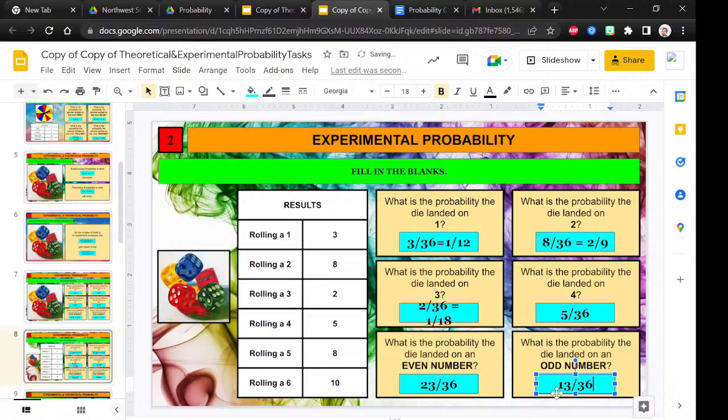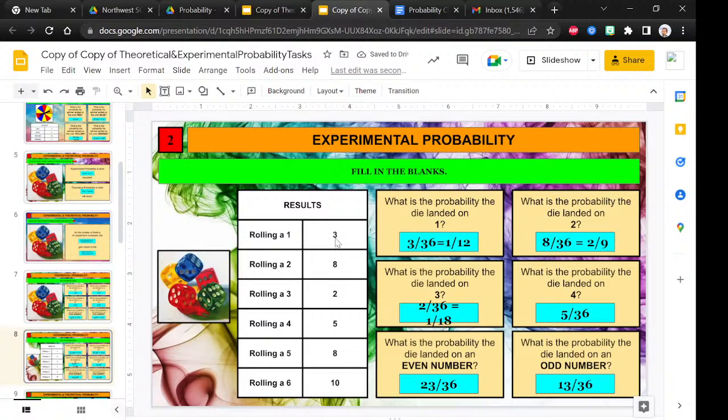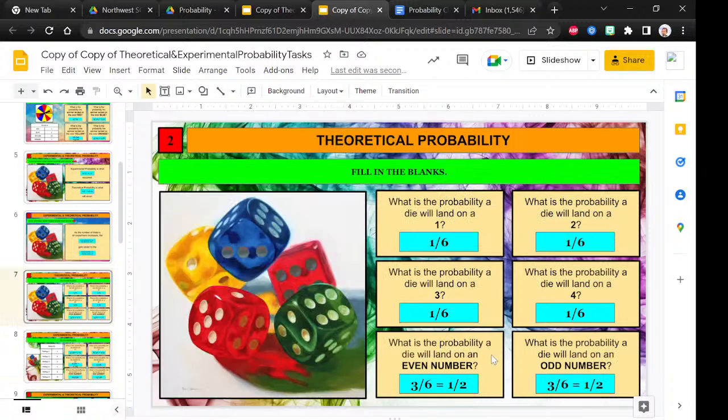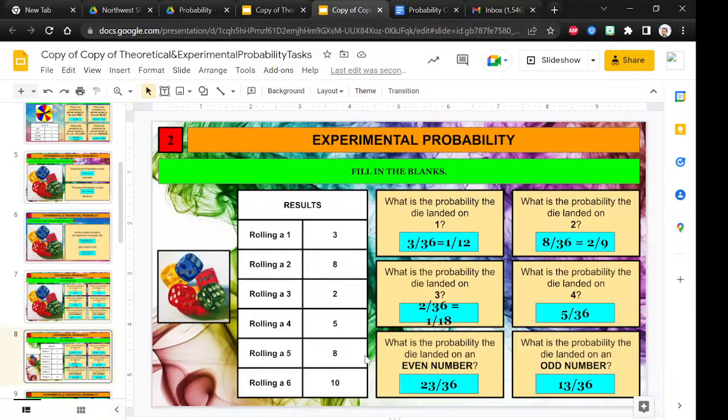Now, if you don't see that and don't understand complementary, I'm going to go back and explain this. There's 3 1s, which isn't, and 1 is an odd number. There's 2 3s, which is an odd number, and there's 8 5s, which is, and 5 is an odd number. So we have 3 plus 2, which is 5, plus 8, which is 13. Now, if you look at that and compare that to this slide back here, we were expecting 1/2 of the time for it to land an even, 1/2 of the time for it to land an odd. But experimentally, that's not what happened.